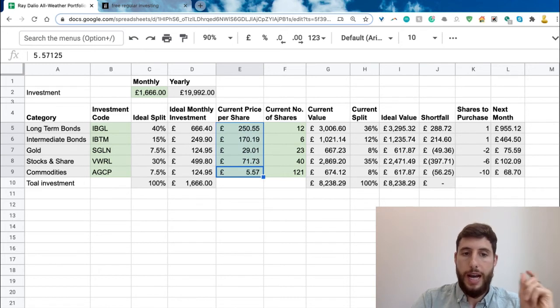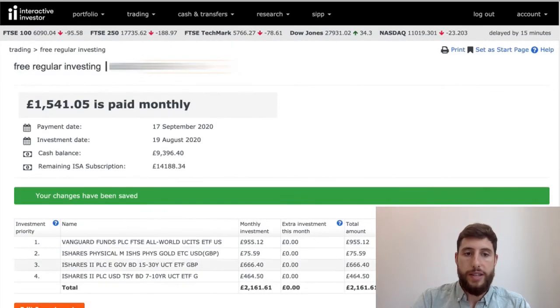And that is a big factor in terms of which platform you're picking, because some platforms just will not have the selection that you need. Okay? So there you have it. That's how you address your regular investing.